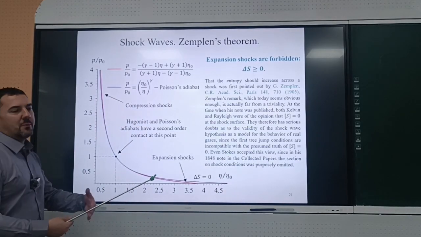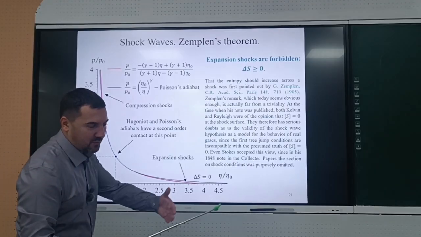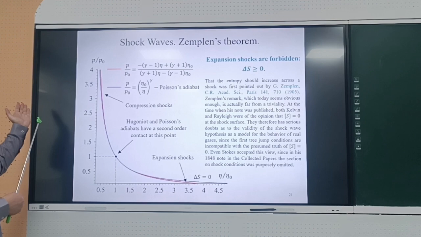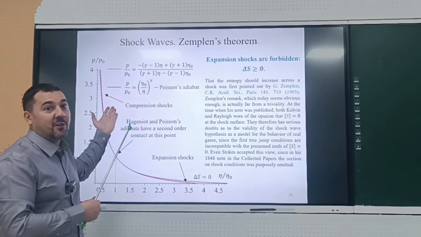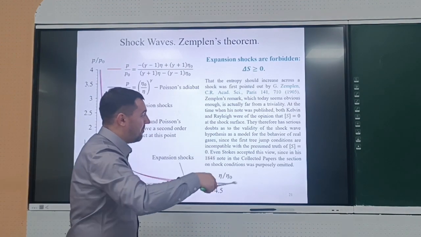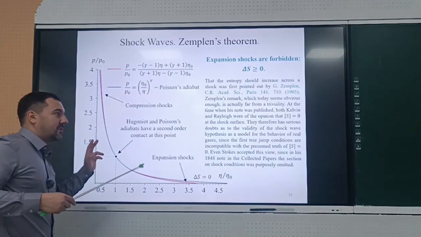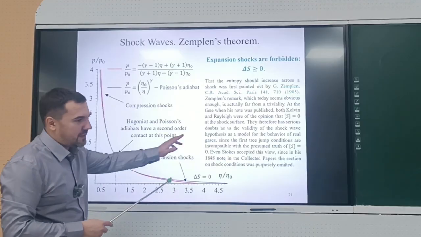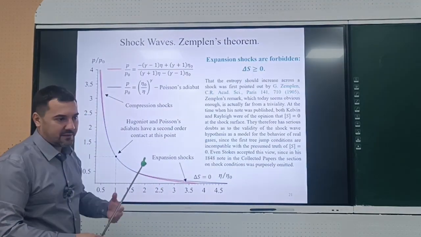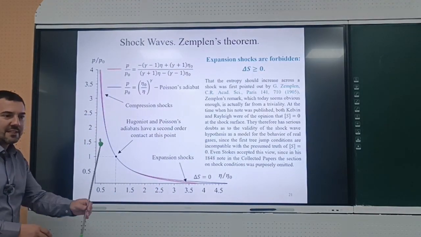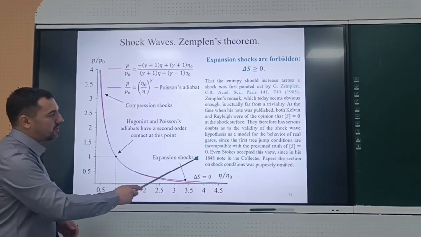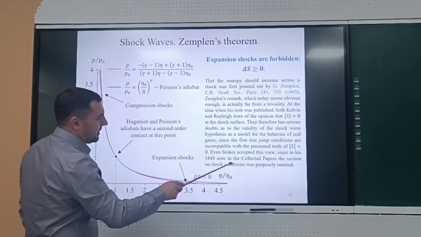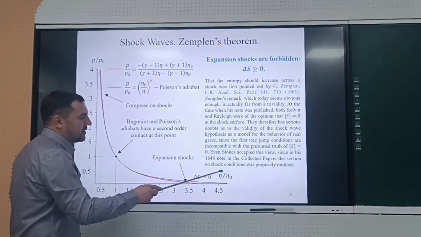So if we would consider that the entropy is continuous across the shock, then the first three equations cannot be valid, and that is why the greatest researchers of the 19th century were not sure that these jump conditions are valid. Even Stokes accepted this view, since in his 1848 note in the collected papers, the section on shock conditions was purposely omitted.